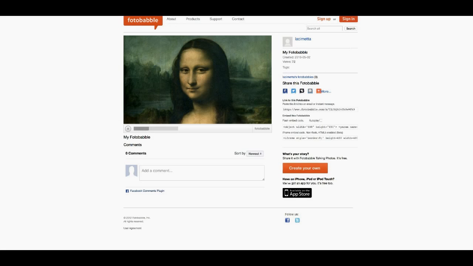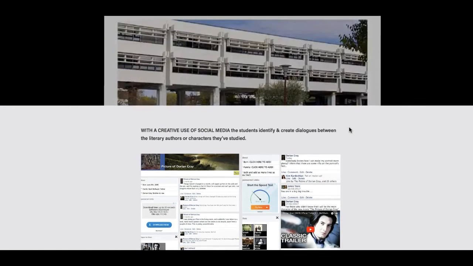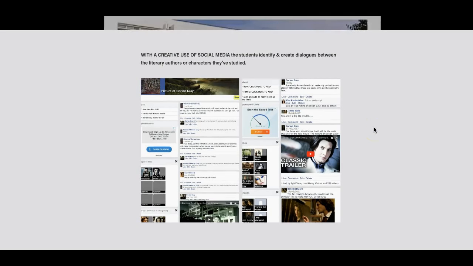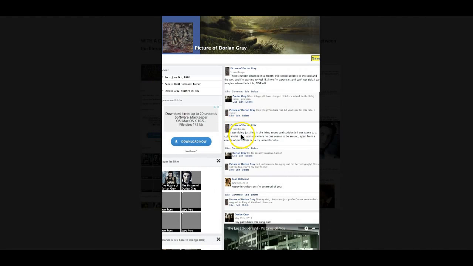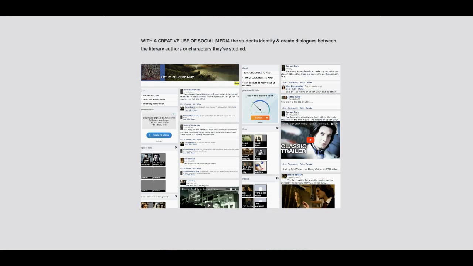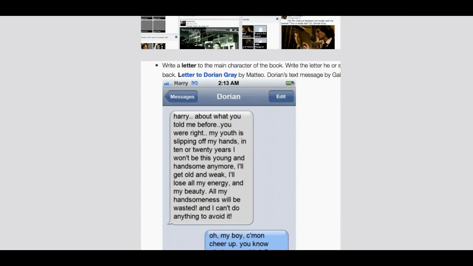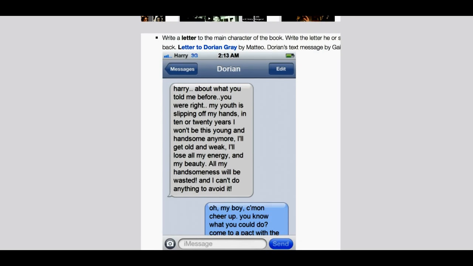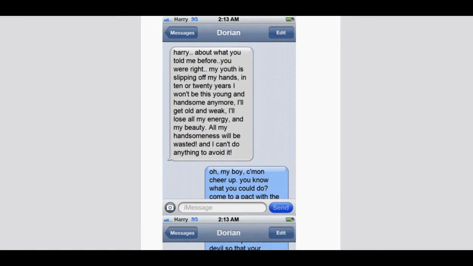There is a lot of new vocabulary going on and being used, but also they express their likes and their dislikes. Another way is the creative use of social media, where the students identify and create dialogues between the literary authors they have studied, in this case, The Picture of Dorian Gray. And I realized how much humor is involved in this kind of activity. Or also they write messages to the main character of the book using Twitter, so that they make a completely different kind of language activity, making the text more condensed and short.